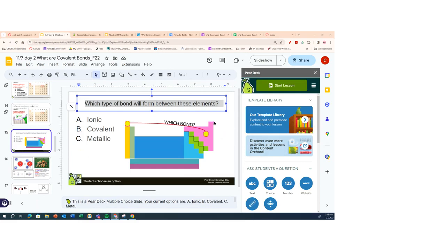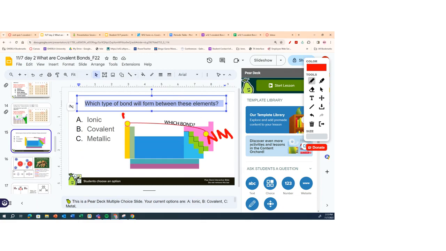Okay, let me help you out here, ladies and gentlemen. This is a non-metal over here, right? This is a non-metal. And this hydrogen up here is a non-metal. So what did we just say about non-metals and non-metals?